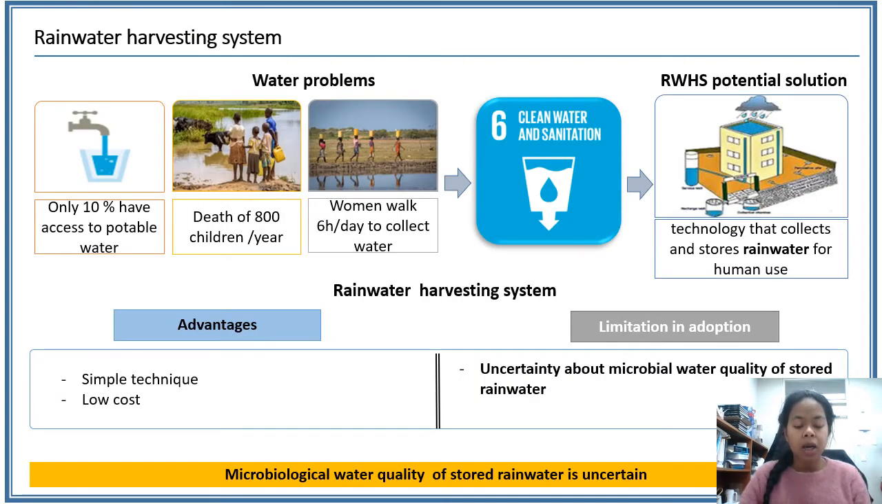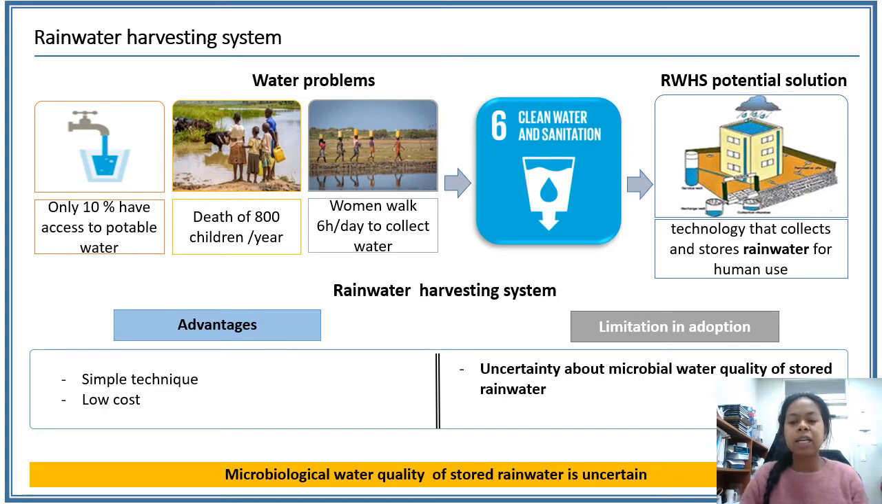Before I start, does anyone know that only 10% of the world population has access to potable water? Due to that, every year, more than 800 children under 5 years die. And it also increases gender inequality because instead of taking care of their family or going to work, women spend 5 hours per day collecting water. To tackle those issues, the United Nations set the Sustainable Development Goals, especially SDG 6, clean water and sanitation.